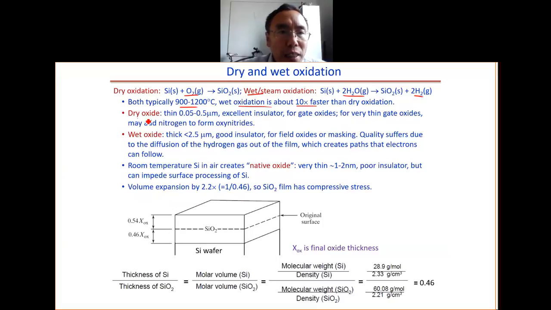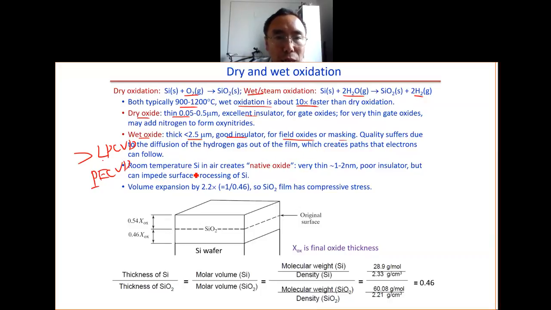The dry oxide, because it's slower growth, is usually good for thin oxide, very thin oxide. This is better film quality than the wet oxide. Wet oxide is 10 times faster, so you can grow up to a few micrometers thickness. But this is still a good insulator. It's better than CVD oxide. So the wet oxide is still much better than low pressure chemical vapor deposition or plasma enhanced chemical vapor deposition. But this is good for thick oxides, for example, for field oxide or masking purpose.